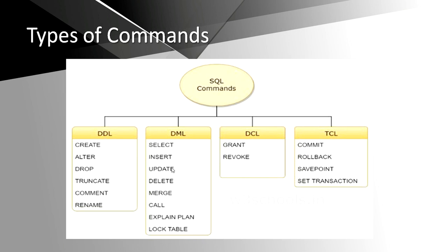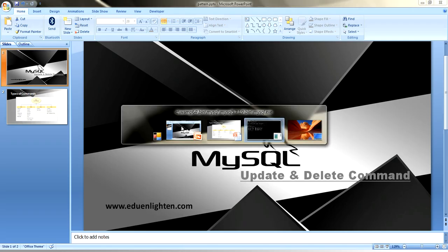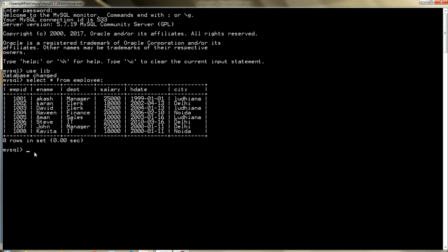So today let us understand what the update and delete commands are. These come under the data manipulation language, where we can edit the records or we can delete the records using these two commands. Let us see practically. So this is the employee table I have.